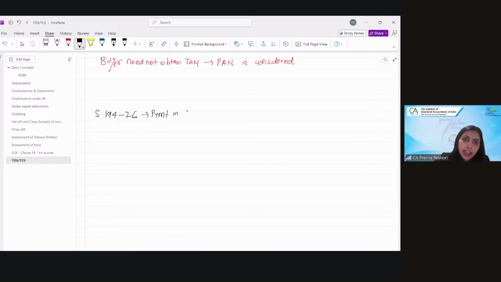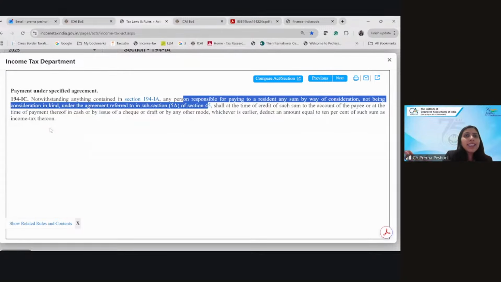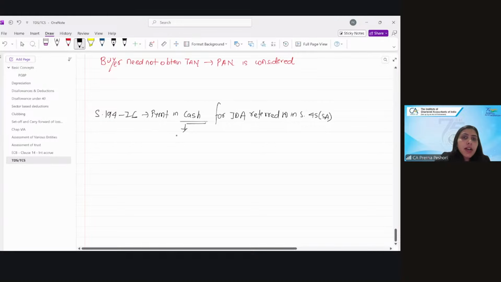So, section 194IC is payment in cash for the joint development agreement referred to in section 45(5). So if it is a payment in kind, where the developer buys the land and gives the flat in that particular building that he develops, then on that there will not be any TDS under 194IC. It is on the cash component. Cash component will include even the bank transfer. This doesn't mean only cash, but not in kind.